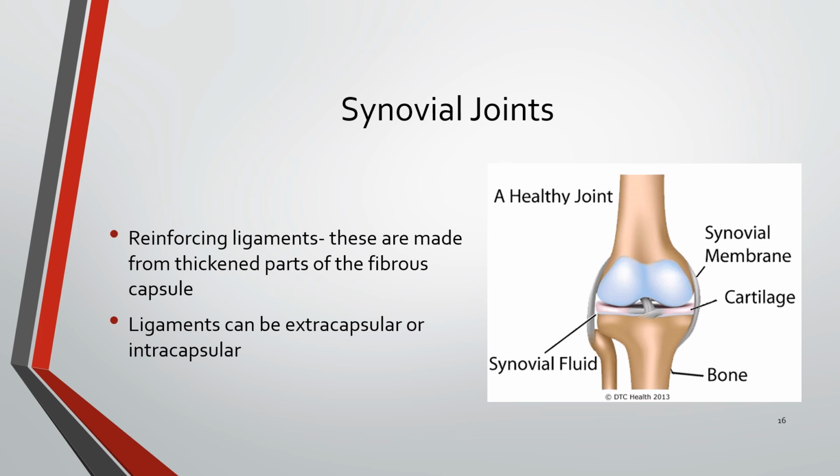We have two internal ligaments as well, or intracapsular ligaments within the knee. One is the ACL, or anterior cruciate ligament, and the other is the PCL, or posterior cruciate ligament. And again, those take place within the fibrous capsule itself. And again, we'll talk in more detail about the specifics of each joint once we get into the lab. So don't worry about that right now.